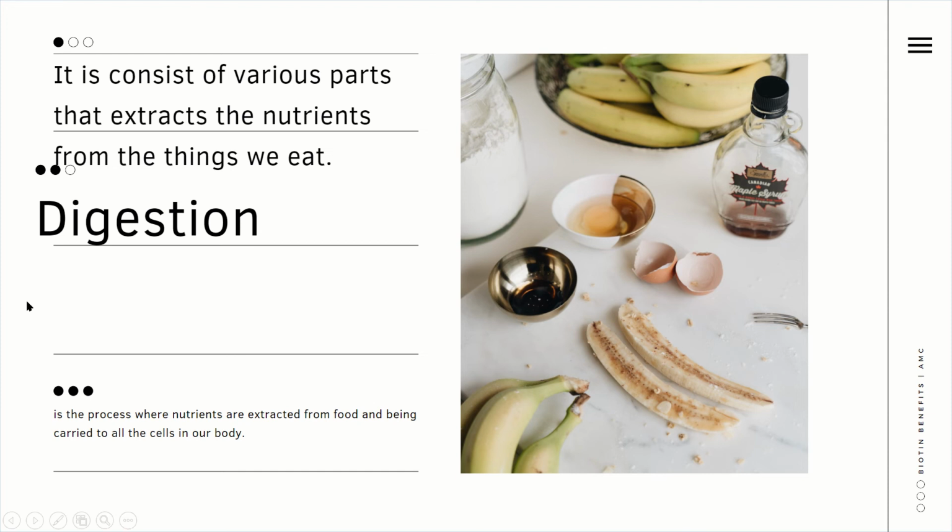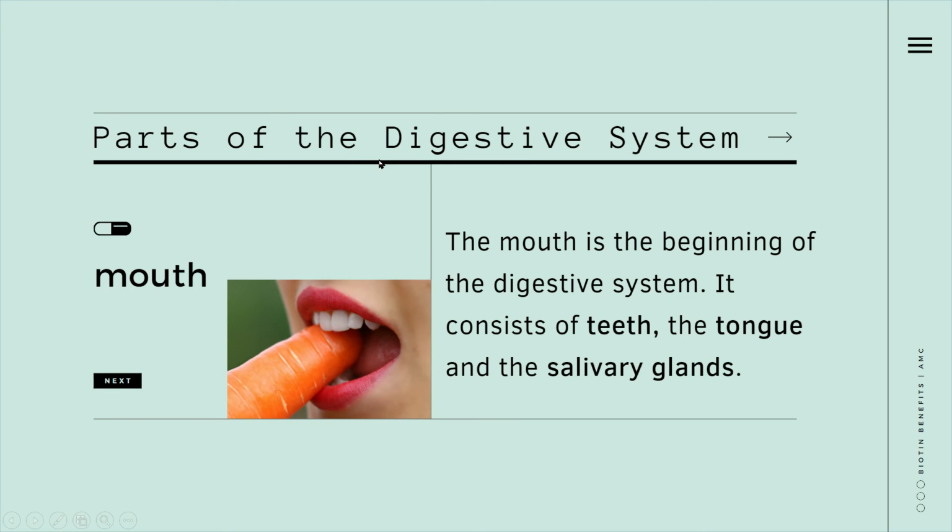Okay, good job. So, digestion is the process where nutrients are extracted from food and carried to all the cells in our body. Extracted, this word, look at Teacher Sasa's screen, extracted has a synonym, separate. Separate. Okay, next one. So what are the parts of the digestive system?